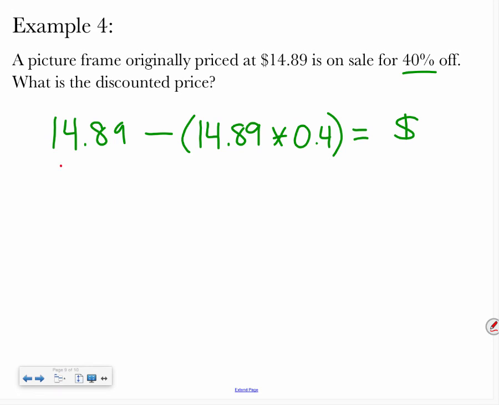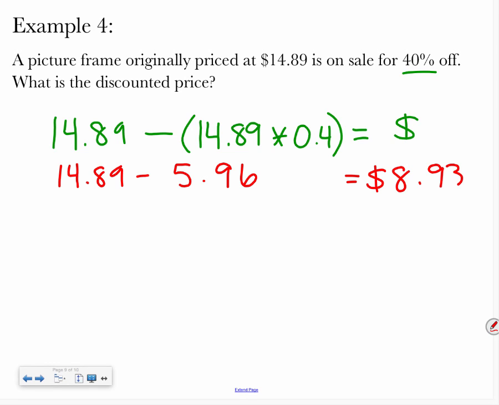Okay, so let's do that. $14.89 minus, and then if we multiply $14.89 times 0.4, we know we get to take off $5.96, bringing our new total to being only $8.93. I don't know about you, but I like that. But again, just like with the sales tax, there's a shortcut on discounts, okay?